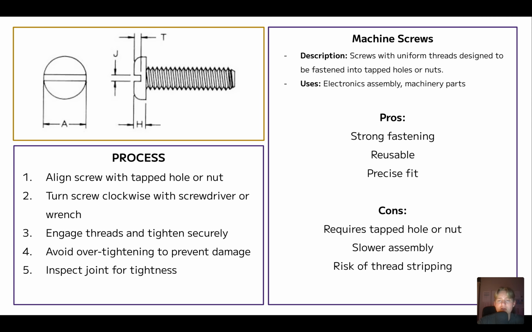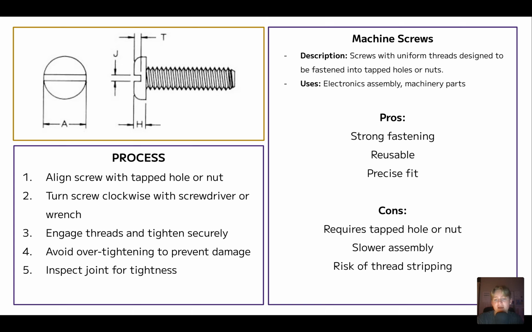Machine screws, on the other hand, are screws that have uniform threads that are designed to be fastened into tapped holes or nuts. So basically something that's already got a thread on it. The uses of this would be for electronic assembly, but also just machinery parts in general. And the pros of it is that it creates a very strong fastening and it's reusable and creates a precise fit, which means, and when I say reusable, it means not only can we reuse the fastener, but we can also disassemble the part.